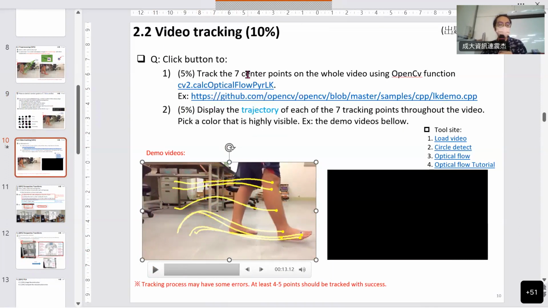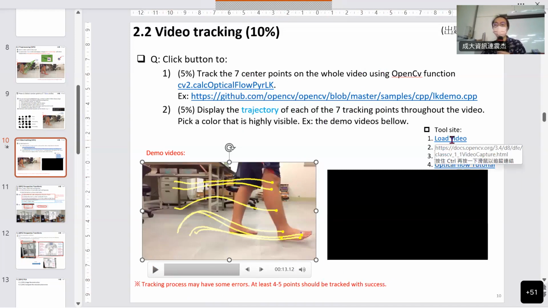After you detect the 7 blue circle points, you can use them as good feature points and feed them to the CV2 optical flow to check these 7 points and show the result. The tracking process may have some errors, so at least 4 to 5 points is okay.